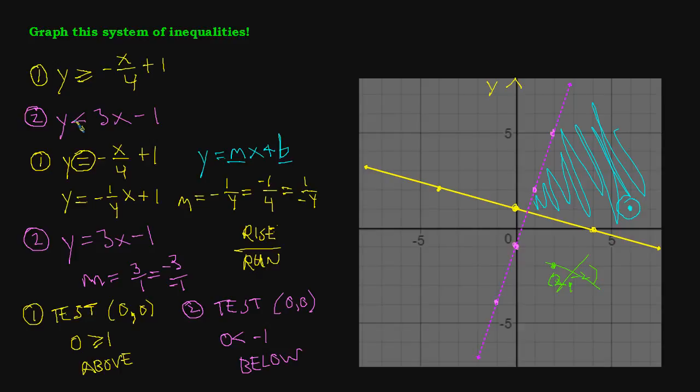When we have y is less than the rest of the inequality, we will shade below the line. When we have y is greater than the rest of the inequality, we will shade above the line. That's a little trick. Just in case you didn't love this whole test (0, 0) thing, you have another way of determining whether to shade above or below a line. Shade above the line, shade below the line.